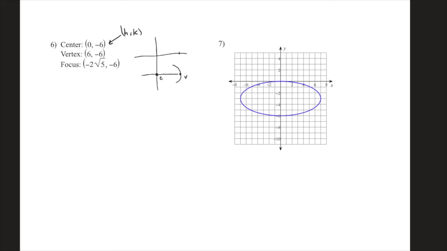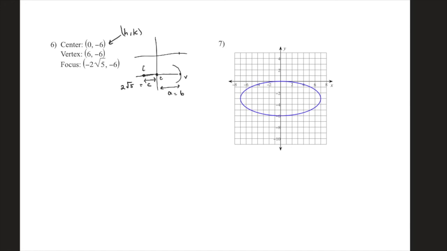So I know that the distance between these values, this one and this one, this is your A value, which is also 6. The focus, they give us the other side of the focus. It's back this direction here, right? It's a negative 2 square roots of 5. But the distance from here to here, we call C. In this example, that's 2 square roots of 5.